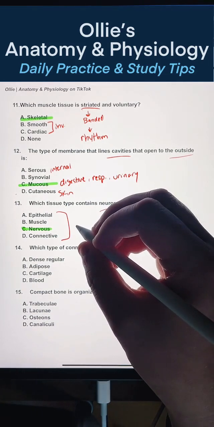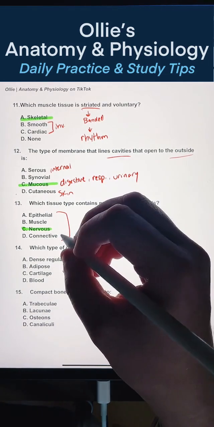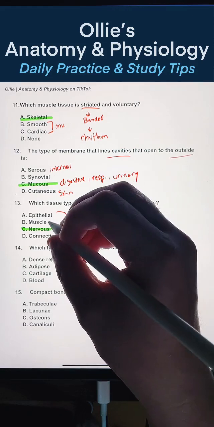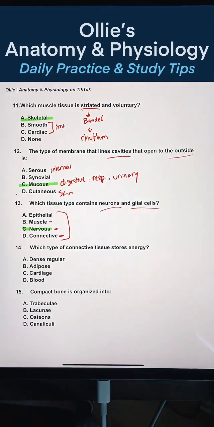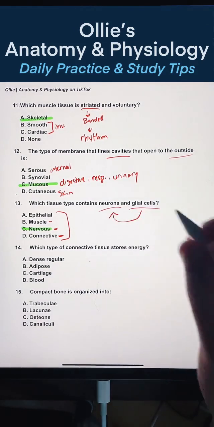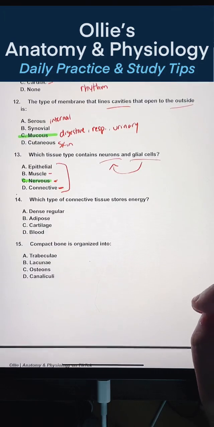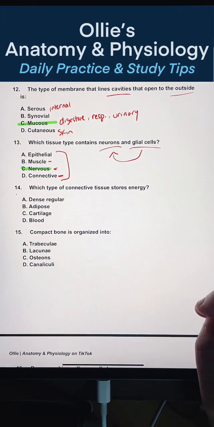When you're going over histology for A&P, you have epithelial. Next, you'll normally learn connective, muscular, and then nervous tissue. Neurons are the functional units. They're going to transmit and receive our signals. Glial cells support neurons. Number 14, which type of connective tissue stores energy?